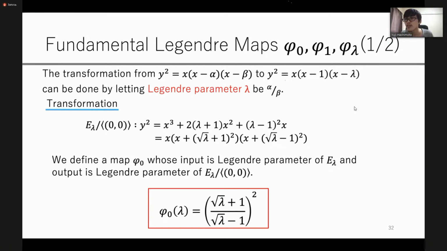E lambda over 0, is expressed as follows. And therefore, the Legendre parameter of this curve is the square root of lambda plus 1 squared divided by the square root lambda minus 1 squared. We defined a map phi 0 whose input is Legendre parameter of E lambda and output is Legendre parameter of E lambda over 0, 0.